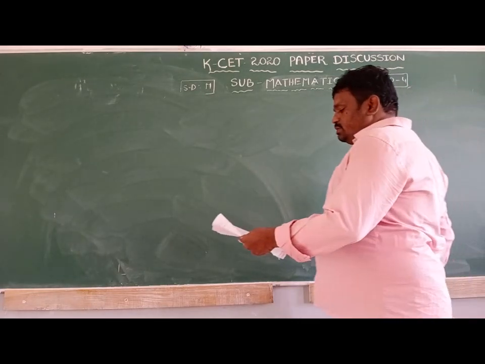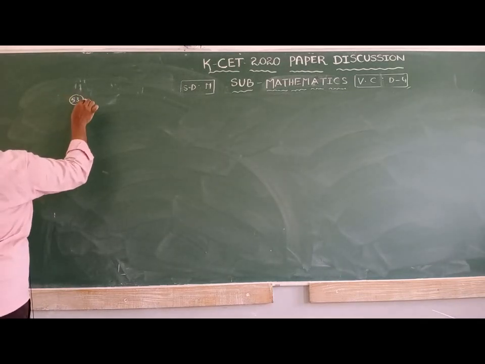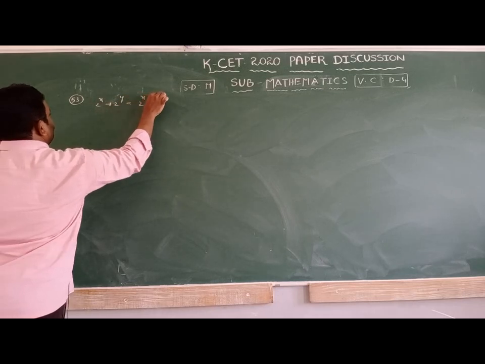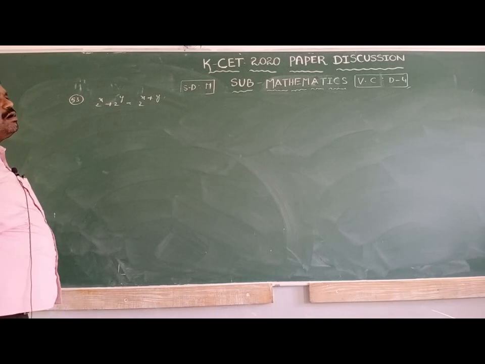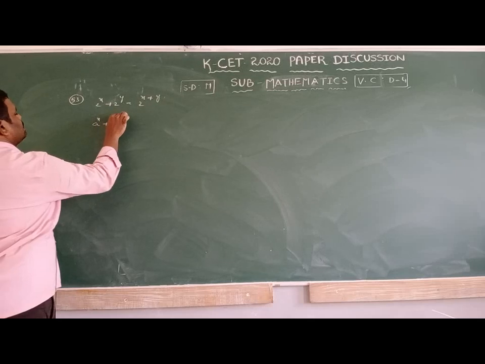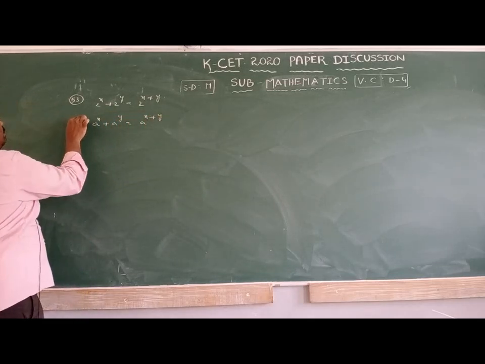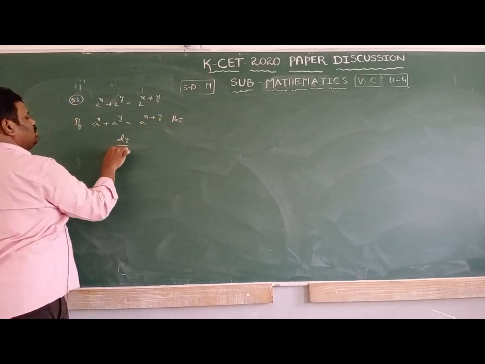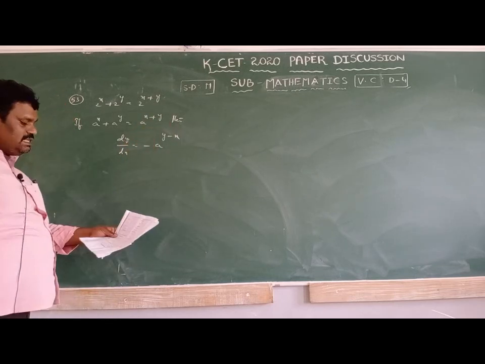Next, derivative question 53. Given 2^x + 2^y = 2^(x+y), if you want dy/dx, apply the log on both sides and simplify. Here we compare a^x + a^y = a^(x+y). Then dy/dx is equal to minus a^(y-x).